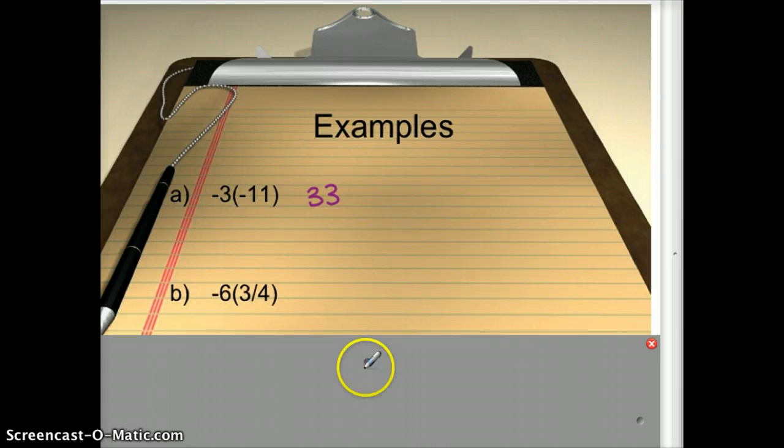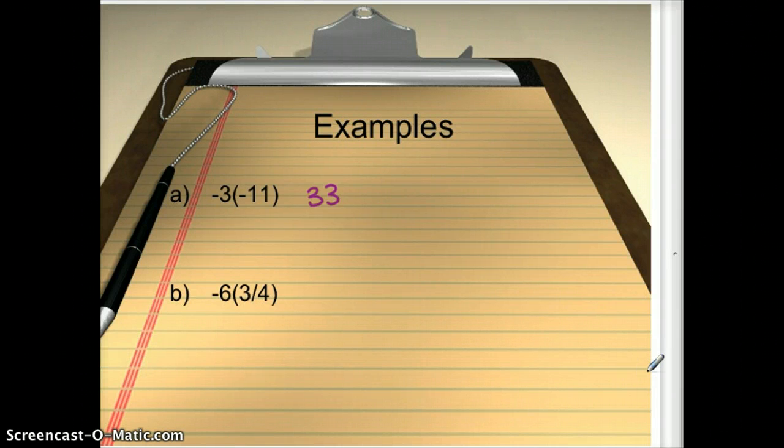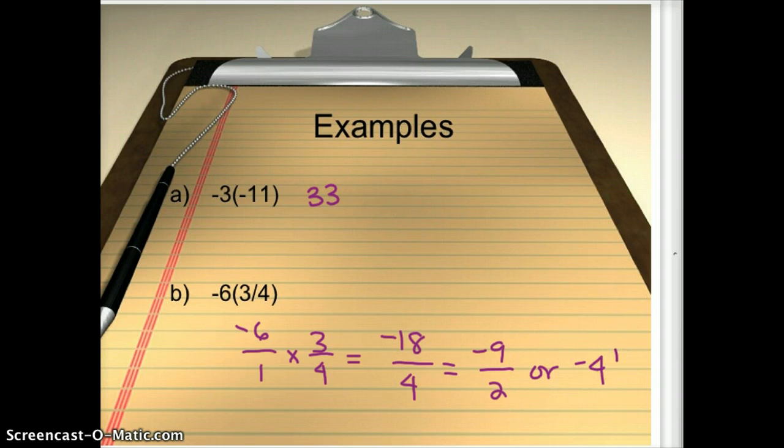Negative 6 times 3/4. So here you should be thinking a negative times a positive, it's going to be a negative answer. I can write this with fraction form if I want. Negative 6 over 1 times 3/4. Remember when we multiply fractions, we go straight across, so it's negative 18 over 4. And we need to reduce that. Those are both divisible by 2, so I can say negative 9/2. I'll take negative 9/2, or I'll take negative 4 1/2. Either one of those is an okay answer.